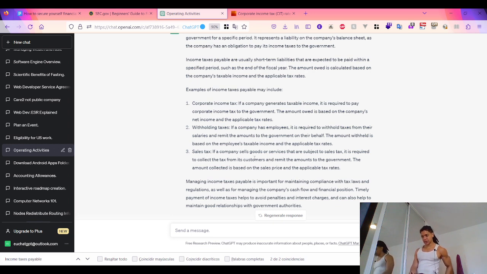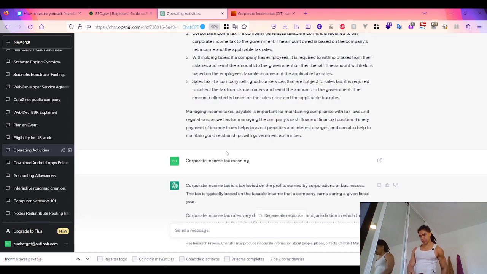If a company sells goods or services that are subject to sales taxes, it is required to collect the tax from its customers and remit the amount to the government. The amount collected is based on the sales price and the applicable tax rate. Managing income taxes payable is important for maintaining compliance with tax laws.